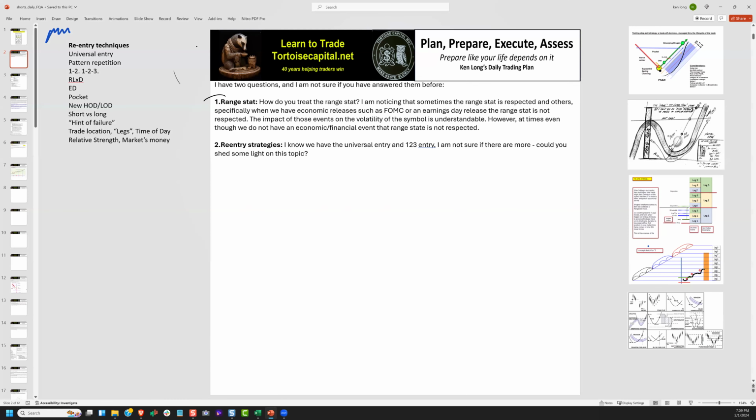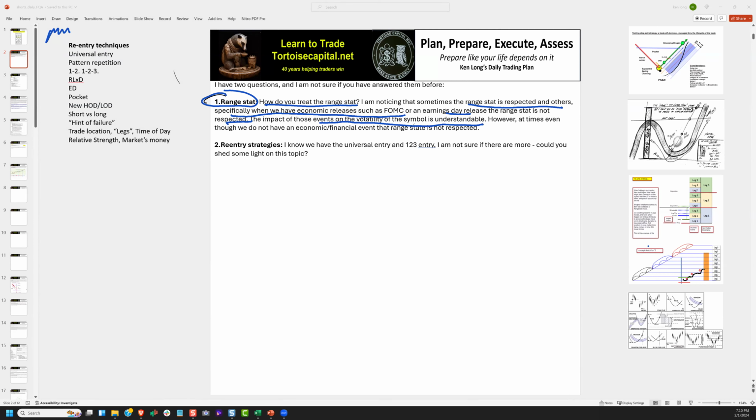The first one, the range stat. How do I treat the range stat? And he says, I'm noticing sometimes the range stat is respected, other times, especially when we have economic releases like the FOMC or an earnings day, the range stat is not respected. The impact of those events on the volatility of the symbol is understandable. How at times, even though we don't have an economic or financial event, the range stat is not respected.